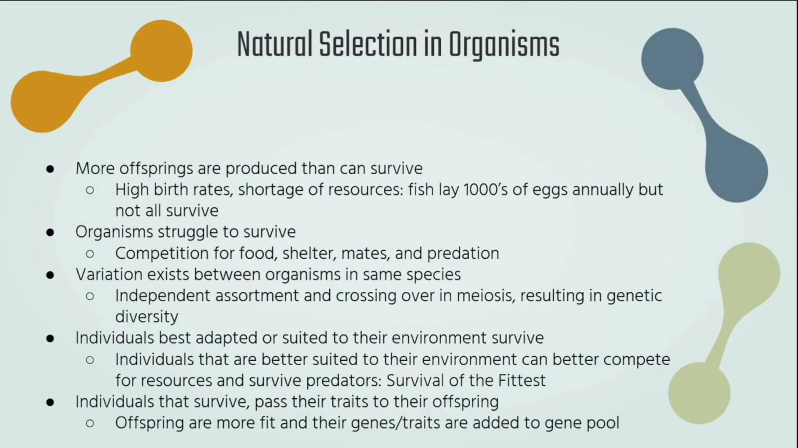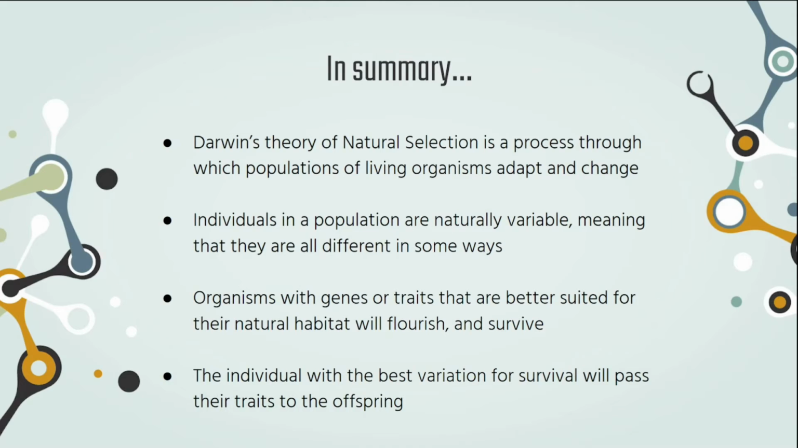At last, individuals that survive pass their traits to their offsprings. Then the offsprings are more fit and their genes and traits are added to the gene pool. In summary, the theory of natural selection is a process through which populations of living organisms adapt and change.